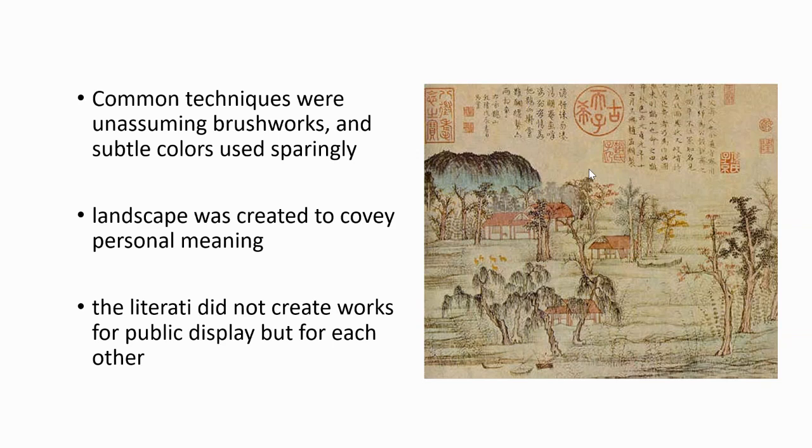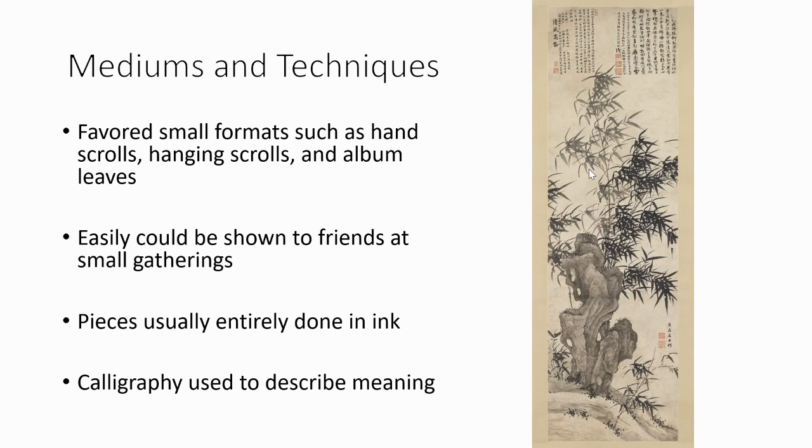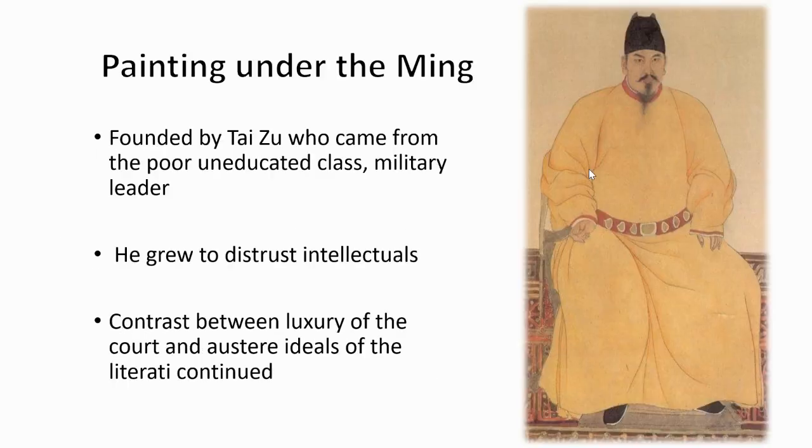And you will often see a lot of landscapes because, again, they're leaving the cities to go live in far-flung towns and really communing with nature. So they favored small formats such as hand scrolls and hanging scrolls, as opposed to much larger pieces, because, again, they're not for hanging on the palace walls. This way it could also be shown to friends at small gatherings of literati scholar artists. They're usually done in ink. I said there's sometimes subtle color added, but mostly ink. And the calligraphy is used to describe their meanings, and often they are paired with poems, because these literati artists are often also poets, writers, scholars, and so they mix everything together into their pieces.